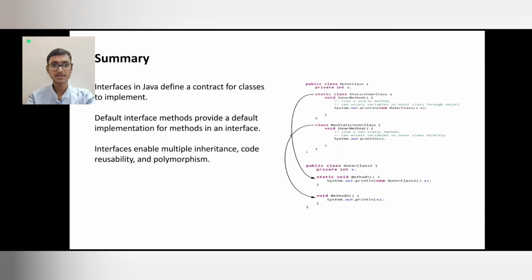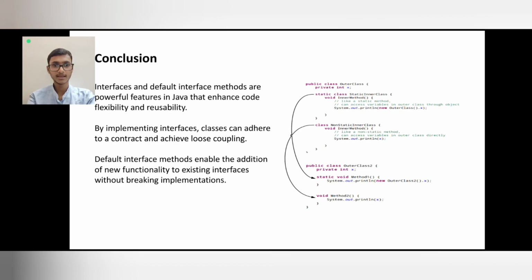Therefore, interfaces in Java define a contract for classes to implement. Default interface methods provide a default implementation for methods in an interface. Interfaces enable multiple inheritance, code reusability, and polymorphism. Interfaces and default interface methods are powerful features in Java that enhance code flexibility and reusability. By implementing interfaces, classes can adhere to a contract and achieve loose coupling. Default interface methods enable the addition of new functionality to existing interfaces without breaking implementations.